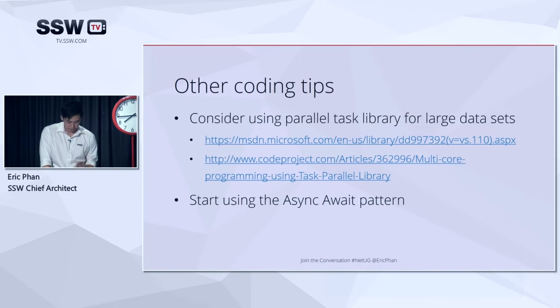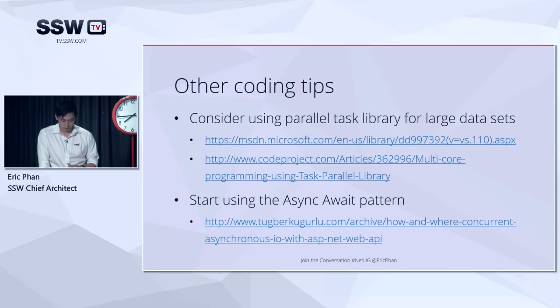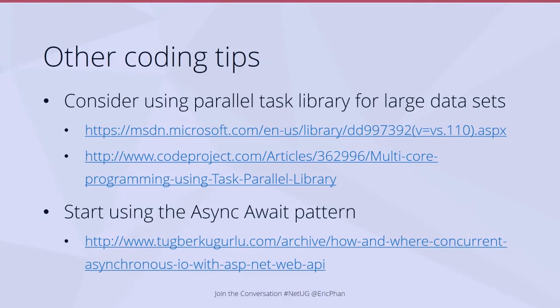So other coding things, which I won't go into too much, are like using parallel and using async await. Basically, if you need to access anything blocking, you should use async so that it can continue, and just stop when it actually needs to get that data.